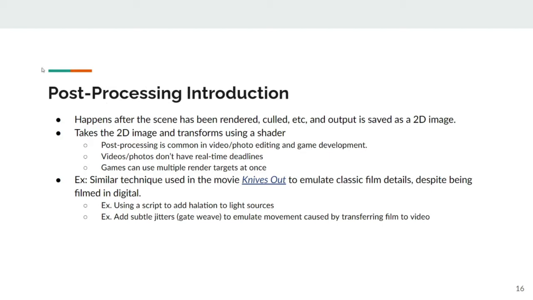Post-processing, I imagine, is probably pretty familiar to a lot of people listening, but it just takes that and transforms it into the final output image. It's common in both game development and video editing, rendering, stuff like that. I noticed it was used, well, I didn't notice it was used, but apparently it is used in the movie Knives Out, if anybody's seen that, to kind of emulate classic film details, even though the entire movie was filmed in digital.